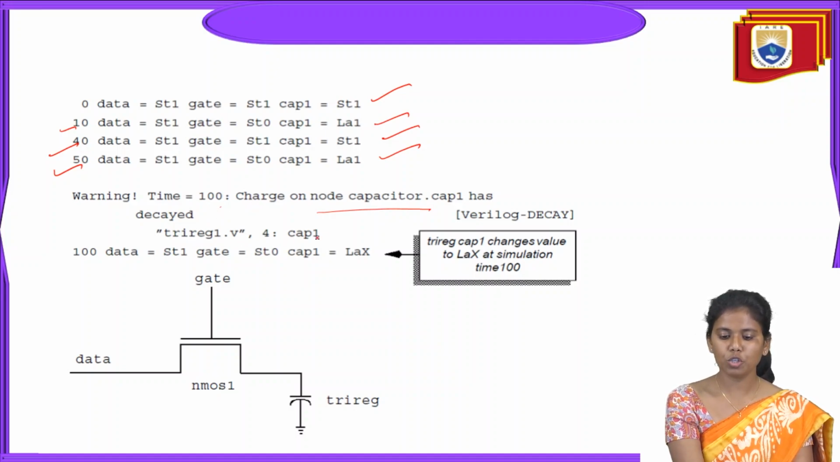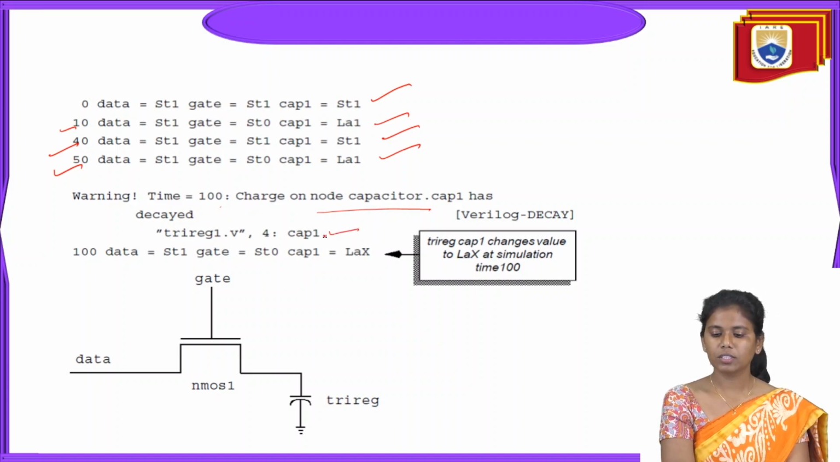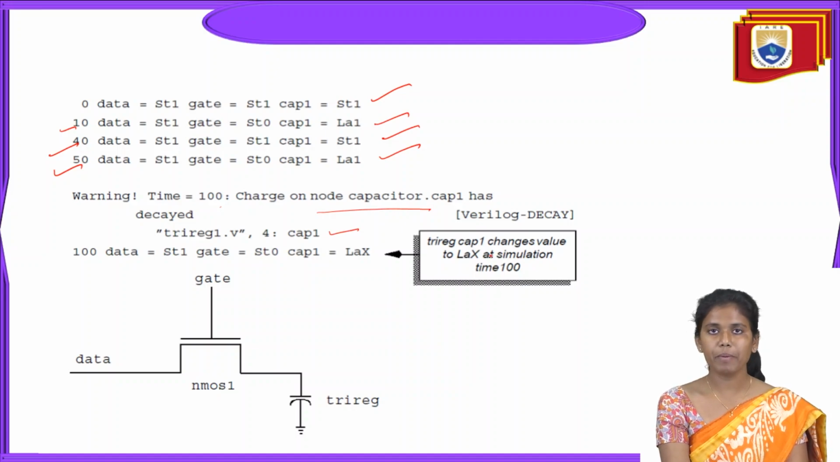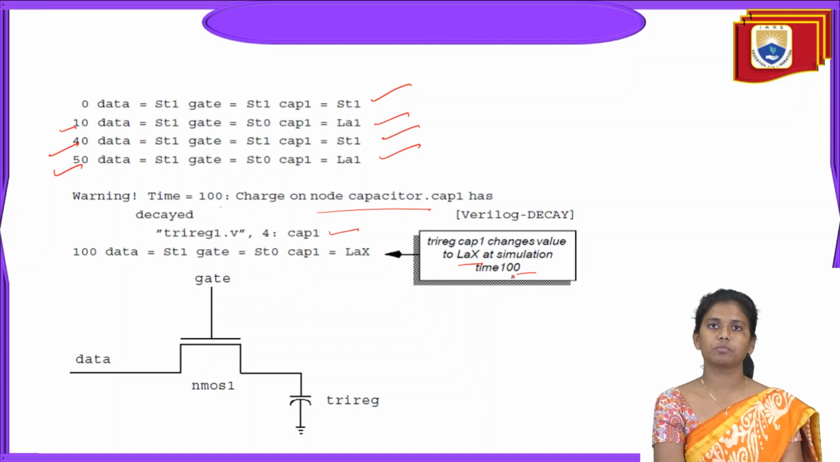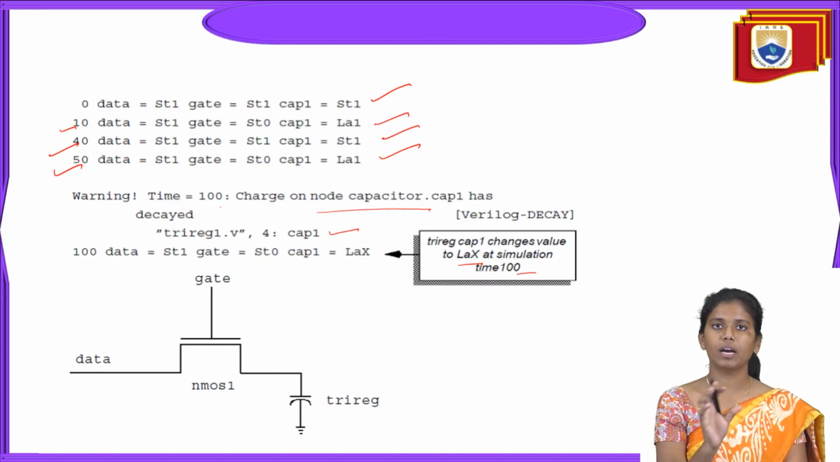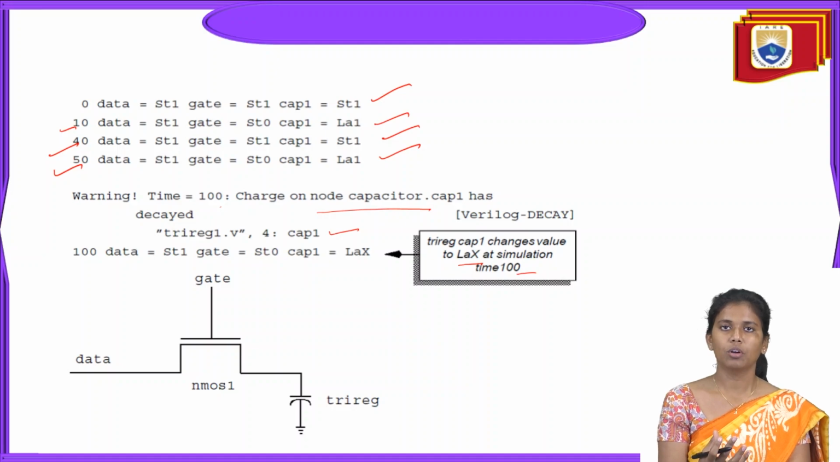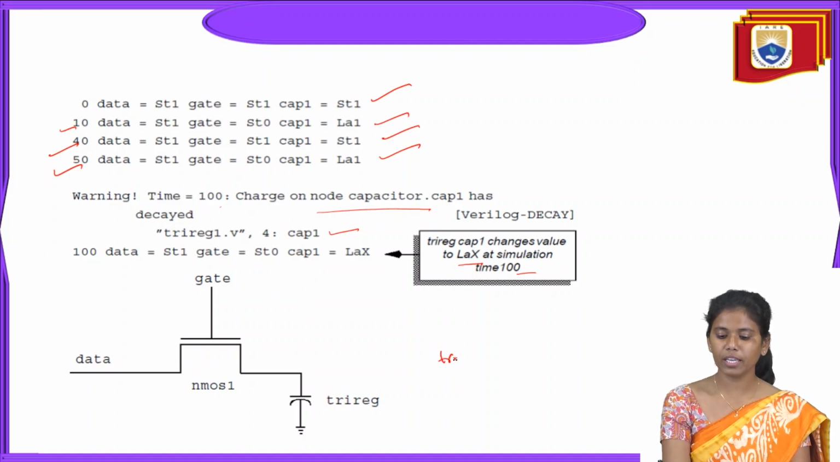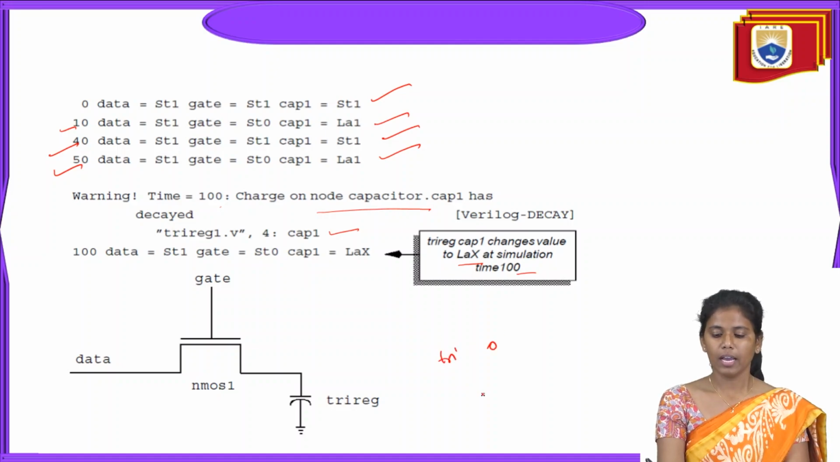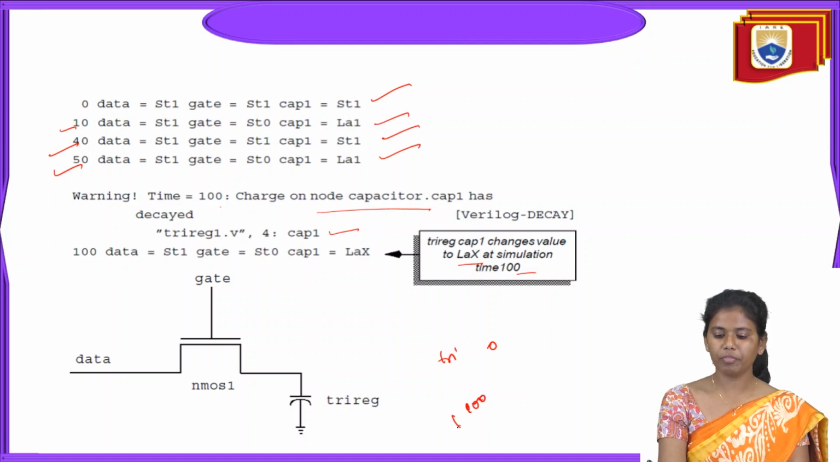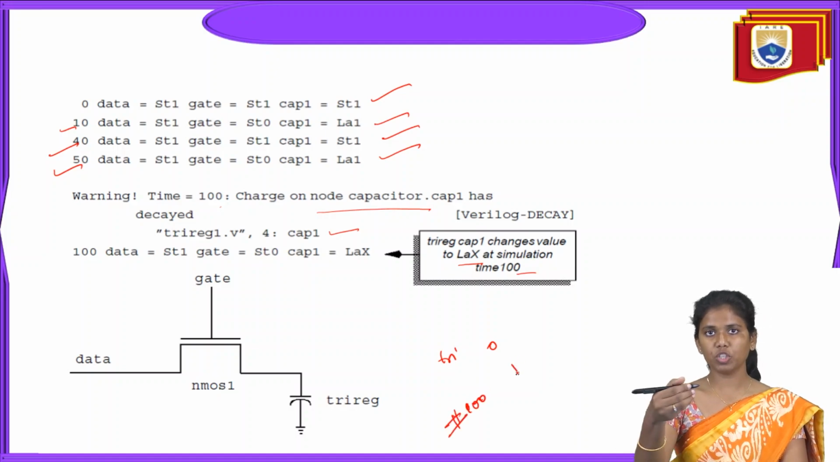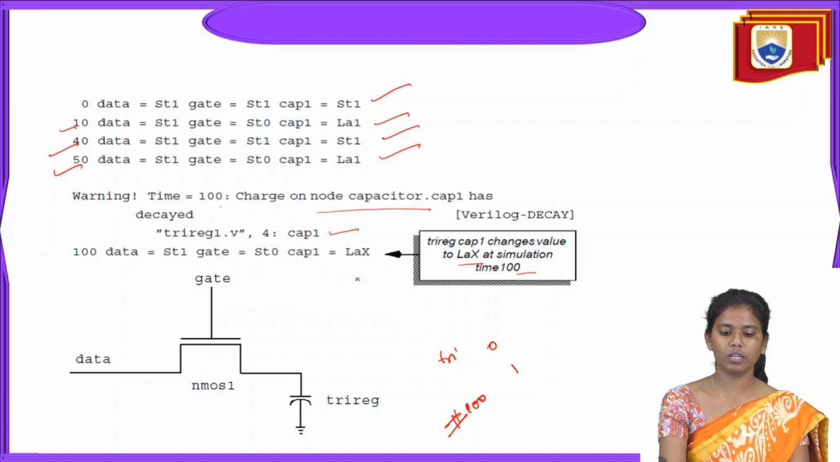And then trireg.v, this is the capacitor, that is the trireg capacitor, which changes the values of its lags at simulation time 100. So at a simulation delay of 100 nanoseconds, at that particular time, the trireg data type will change its value. For example, the trireg data type is having some value as 0. After 100 units of delay, it may change from 0 to 1. That is what it's saying.